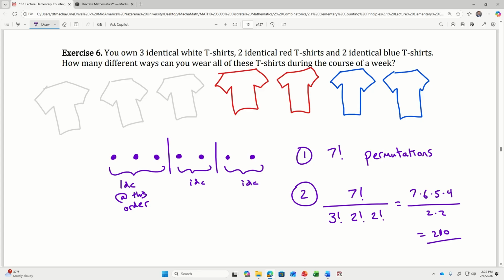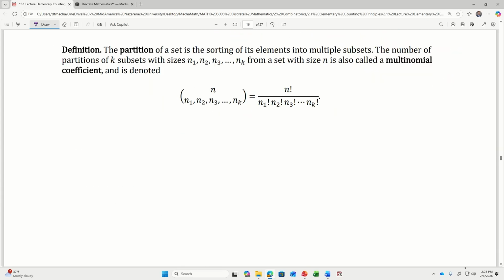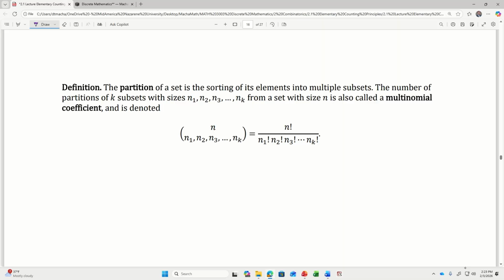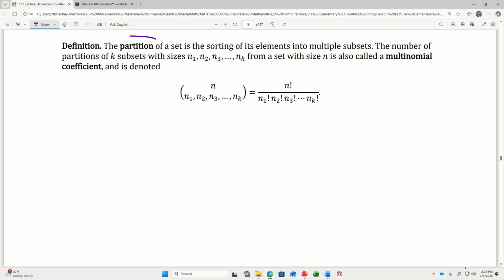This is called partitioning a set, where I take a set like the number of days in a week and then I partition them into different buckets, right? In this case, there's a white shirt bucket and a red shirt bucket and a blue shirt bucket, and count them up. This is called partitioning. There's the word. Sorting of its elements into multiple subsets. And the way we calculate this is with a multinomial coefficient.